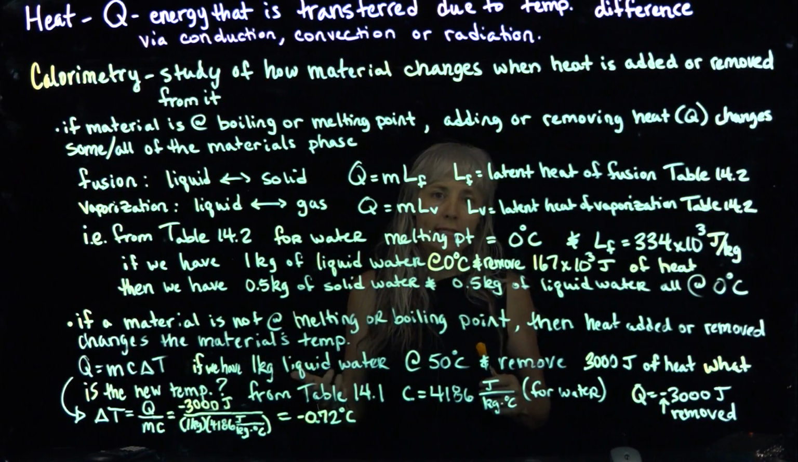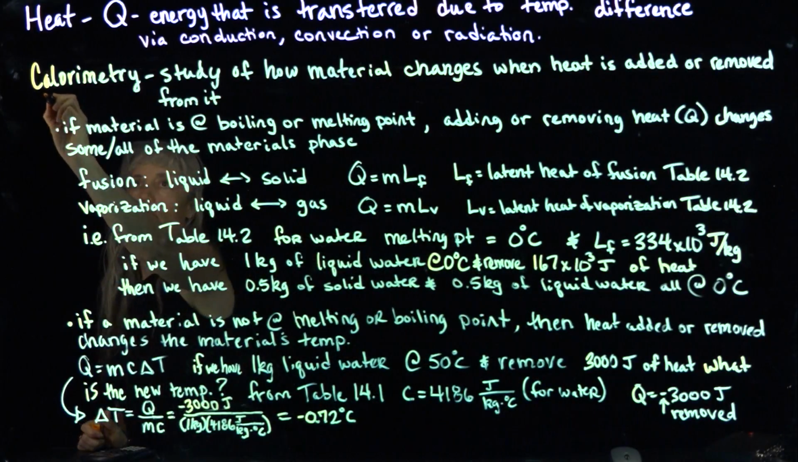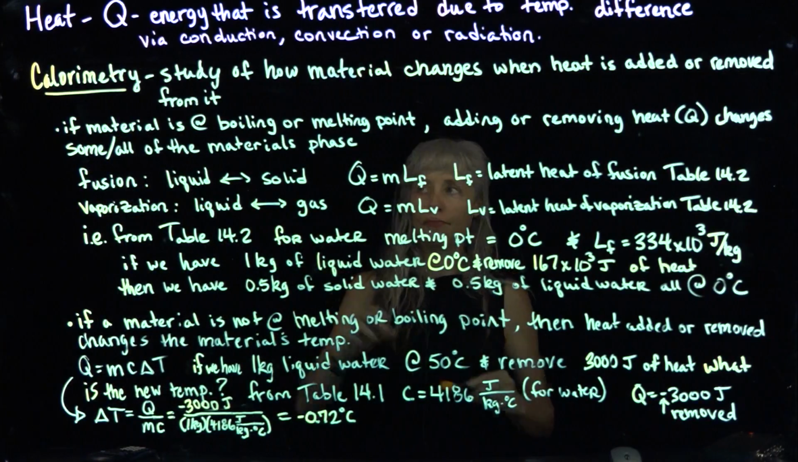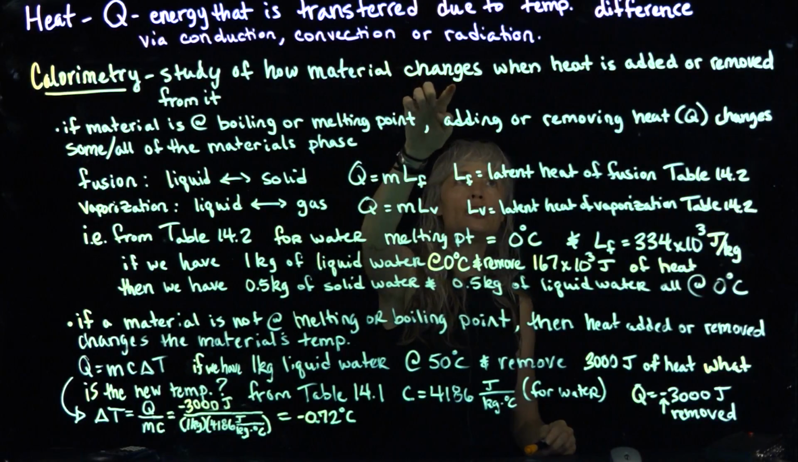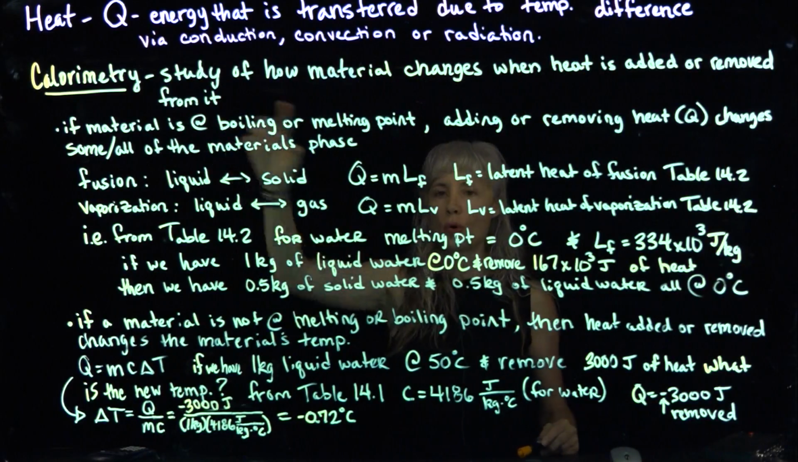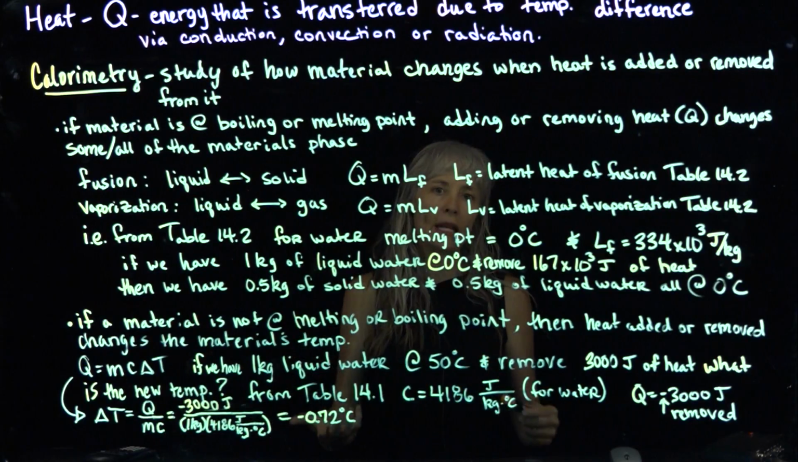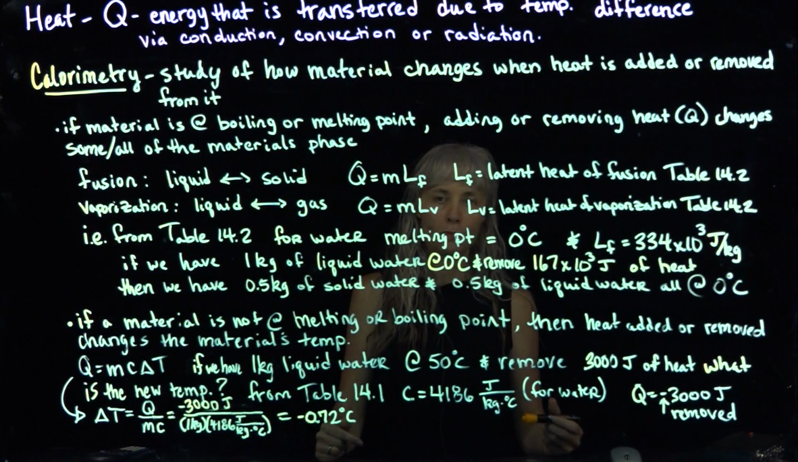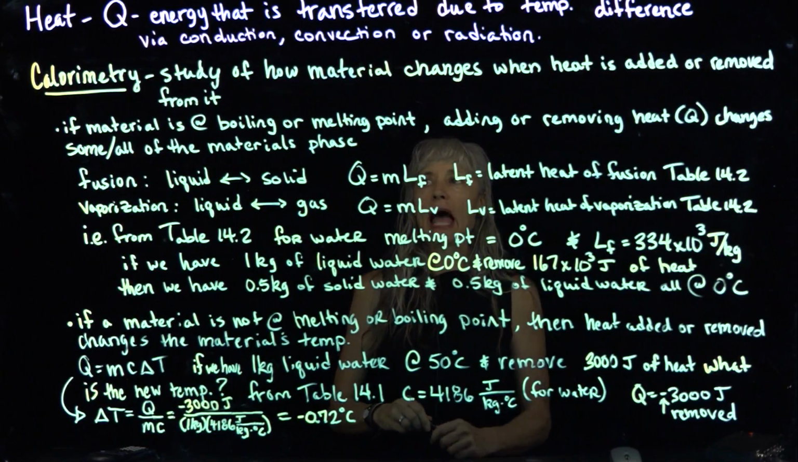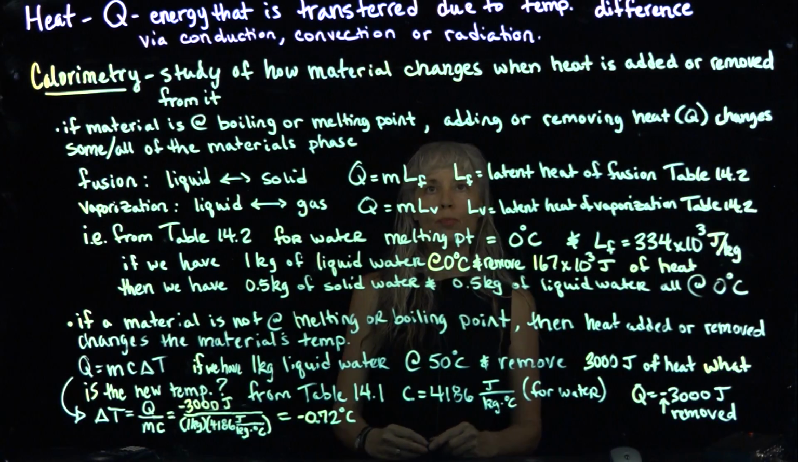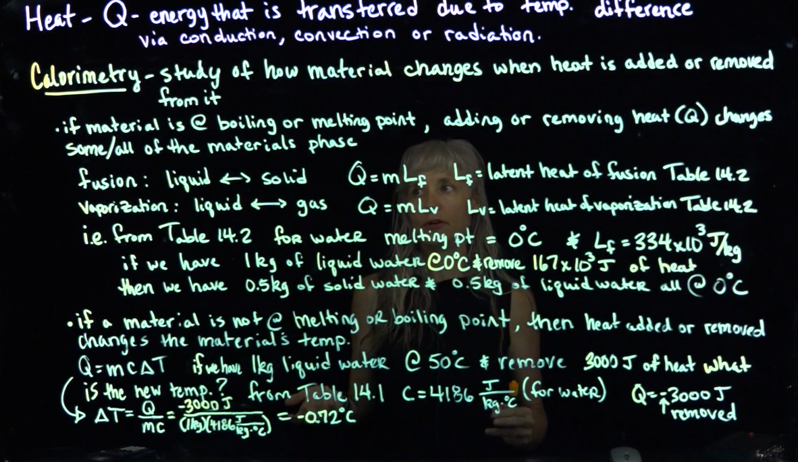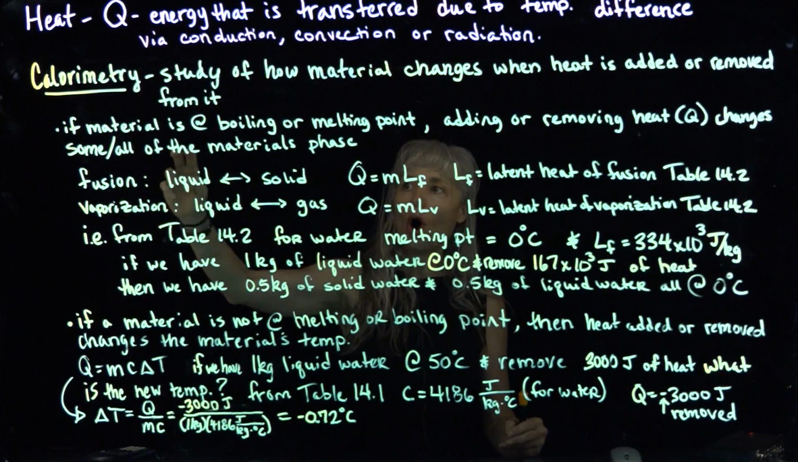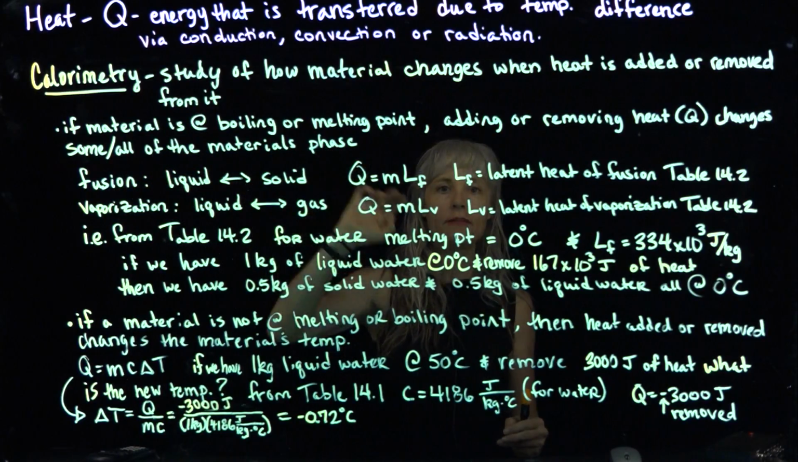What we began discussing in the last video but didn't officially present under its true name is calorimetry. Calorimetry is the study of how a material changes when heat is either added or removed from it. So we began introducing that in the last video. If material is at either its melting point or its boiling point, and heat is either added or removed from the material, then some or all of the material's phase changes.